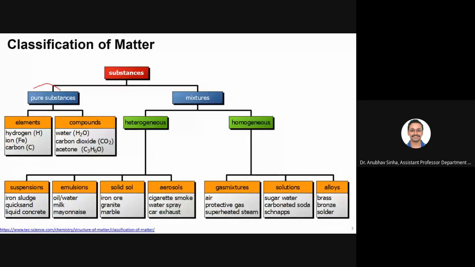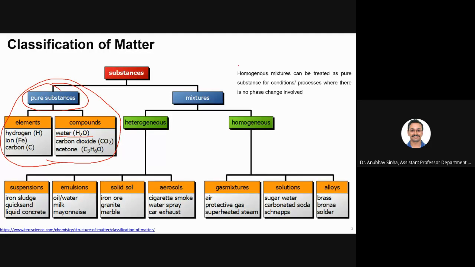Okay, pure substance is either you will talk about elements, pure elements like hydrogen, iron, or carbon, or we will talk about compounds. So water is a very common example that we'll go through. So these are all pure substance. It means that their chemical composition and phase, everything is homogeneous, or they are different from mixtures. Okay. Now in mixtures also we'll consider homogeneous mixtures.